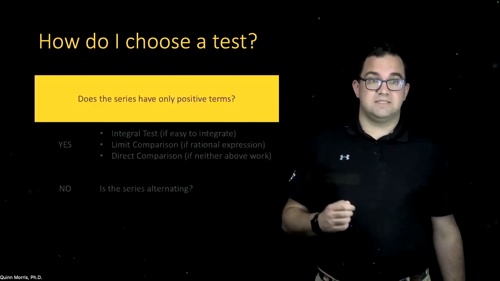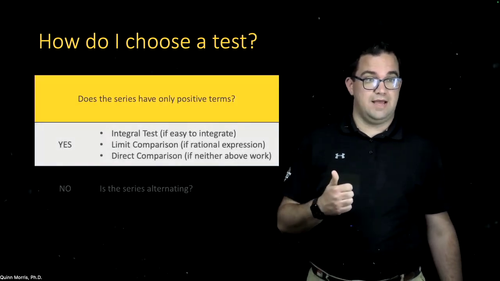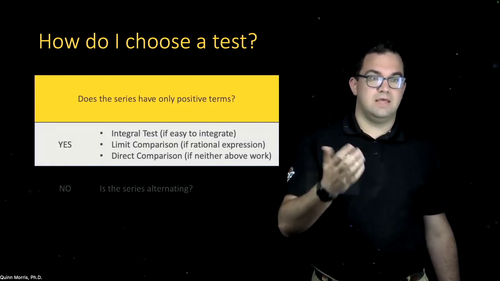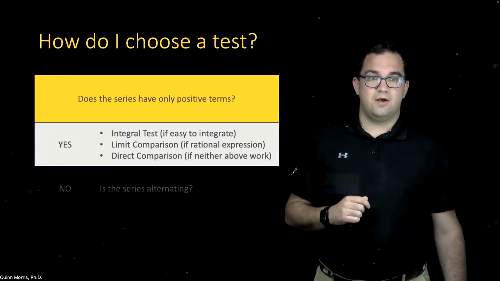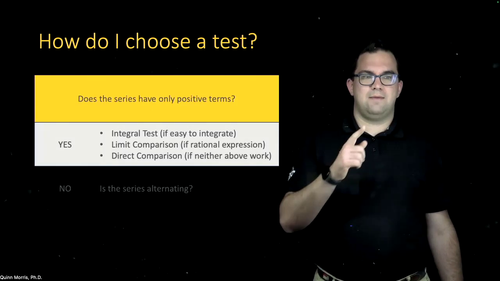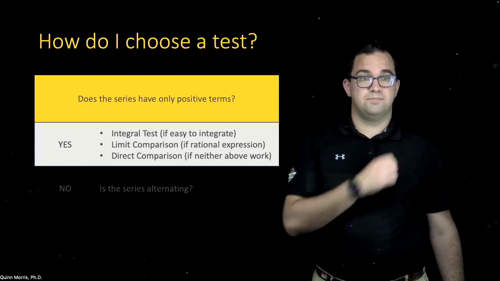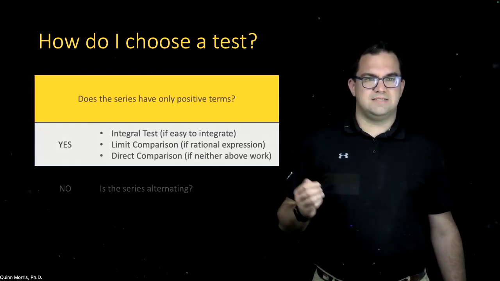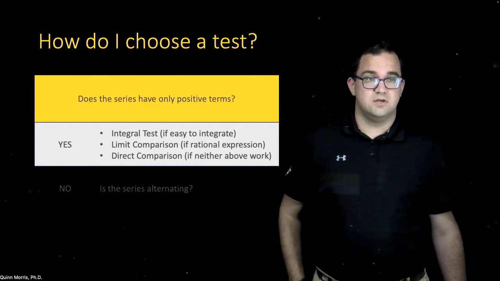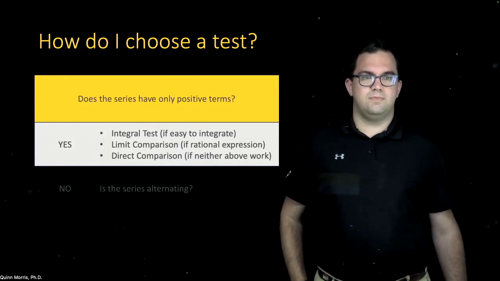If it only has positive terms, then I have a number of tests at my disposal. I have the integral test. So if I look at that thing and go, oh, I could actually integrate that function, then I'll try the integral test. But I might also look at it and say, well, this is a rational expression. I might quickly be able to compare it to a p-series, in which case I would use the limit comparison test. Or if that wasn't quite as easy, I might switch to the regular comparison test, or the direct comparison test, to use some more sophisticated inequalities or comparisons to help me determine whether the series converges or diverges.